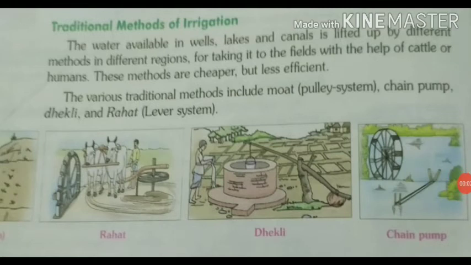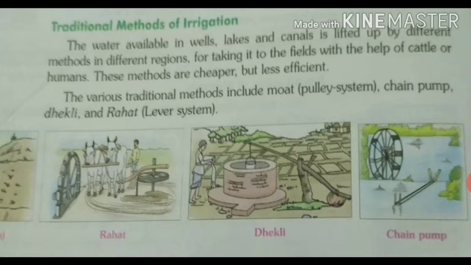So let's see the traditional methods of irrigation. The various traditional methods of irrigation are: we have moat, that is pulley system, chain pump, dhekli, and rahat, that is lever system. So you can see in the picture, the picture of rahat, dhekli, and chain pump. The water available in wells, lakes, and canals is lifted up by different methods in different regions for taking it to the field with the help of cattle or humans. These methods are cheaper but less efficient.